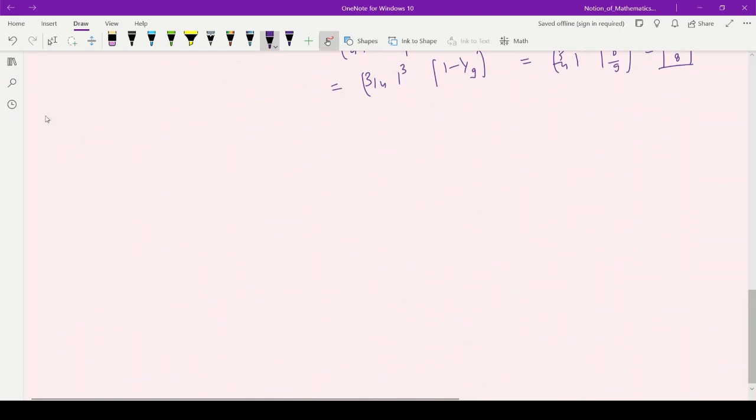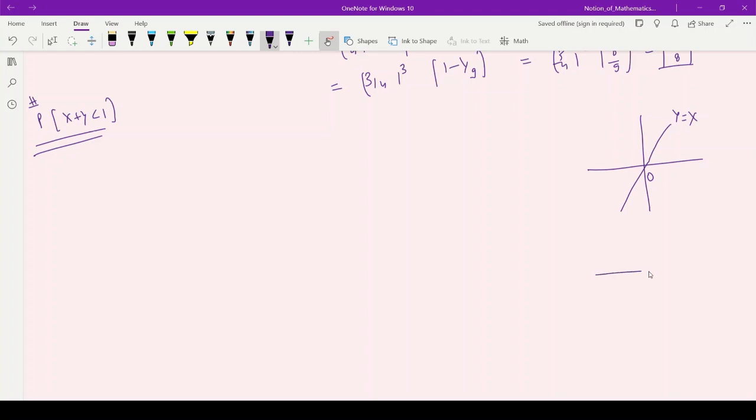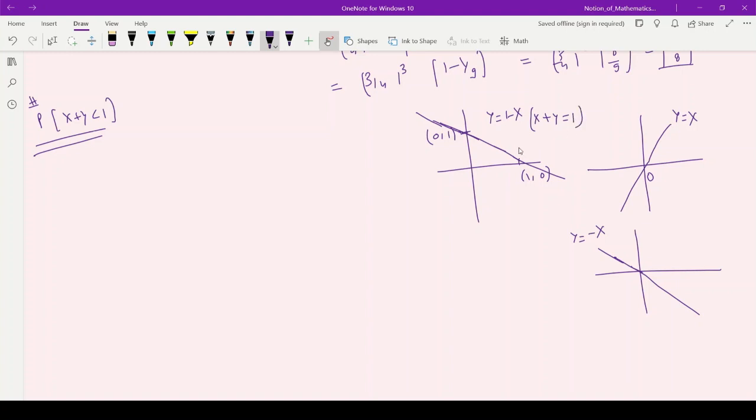So students, if I talk about this particular term, probability of x plus y less than 1, first of all, I will draw some region here. If you know the basics, this is the origin, and this is the line y equal to x. This is the line y equal to minus x. So what will be the line y equal to 1 minus x? It will cut at (0, 1), and here (1, 0). So this will be the line y equal to 1 minus x. Ultimately we can write the line x plus y equal to 1.